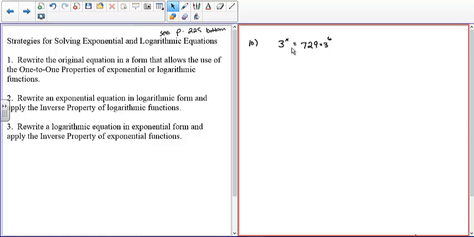Here we have 3 to the x equals 729, and we want to solve for x. One way is to rewrite 729 as 3 to the 6th power. And as a consequence, because we have the same base, we can say that x equals 6. That's the easy way, if you recognize that 729 is 3 to the 6th power. That might not always be so obvious.